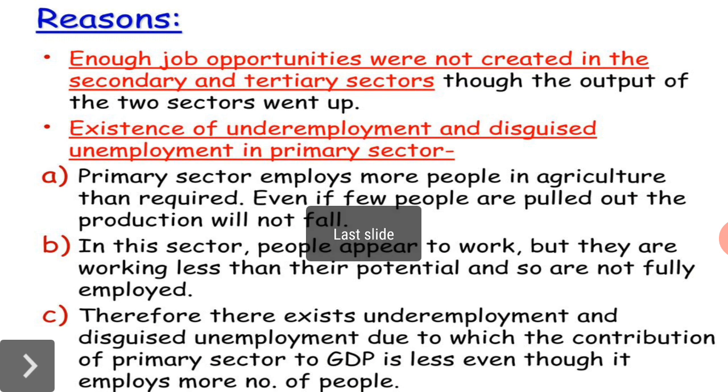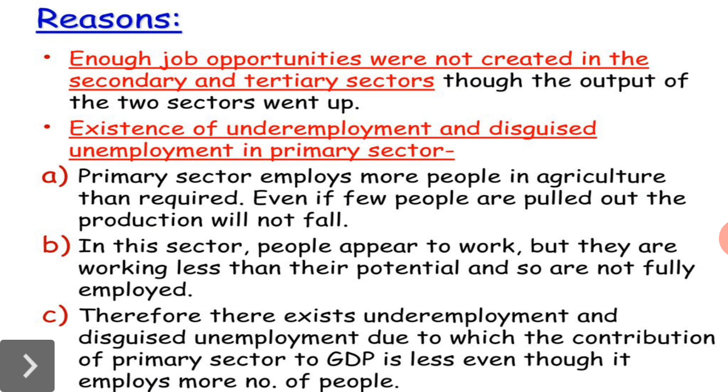The reason is, first, enough job opportunities were not created in the secondary and tertiary sectors. This is why most of the people are still engaged in the agriculture sector. Second, there is underemployment and disguised unemployment in the primary sector. The primary sector employs more people in agriculture than required. So even if we remove some, the production will not suffer. So extra people are already engaged in the primary sector.